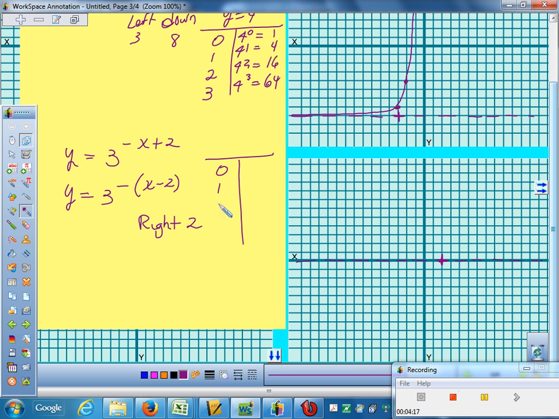I'm going to go 0, 1, 2, because 3 is going to be too big. And I'm doing what base number? 3. So I'm doing 3 to the 0, 3 to the first, 3 to the second, which is going to give me 1, 3, and 9 to plot.